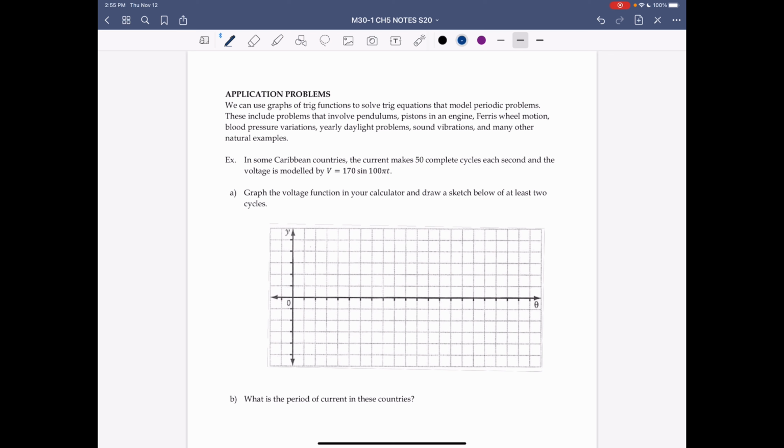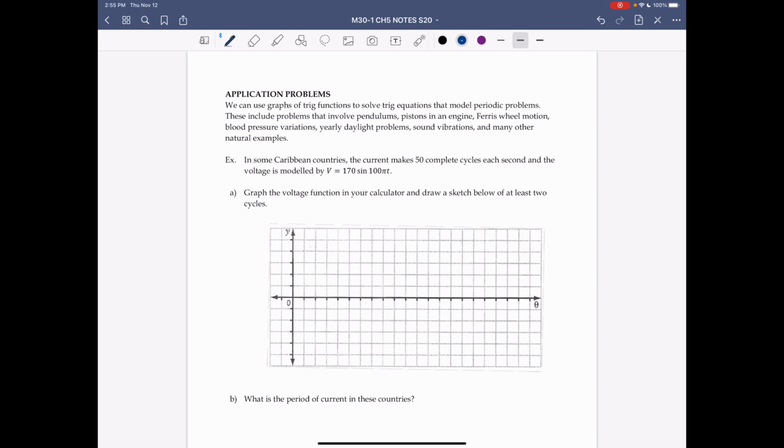Example: in some Caribbean countries, the current makes 50 complete cycles each second, and the voltage is modeled by V equals 170 sine 100 pi t. Graph the voltage function in your calculator and draw a sketch below of at least 2 cycles.